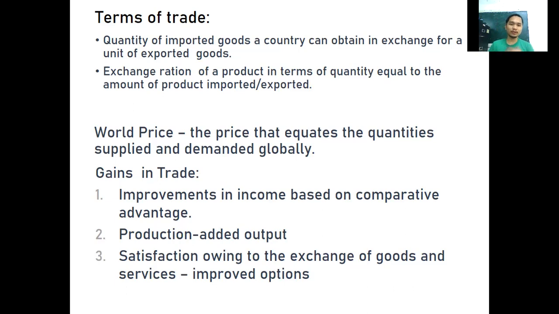Now, the gains in trade. First, improvements in income that are based on comparative advantage. Second is production, the added outputs. And third is the satisfaction owing to the exchange of goods and services. That is the improved options.